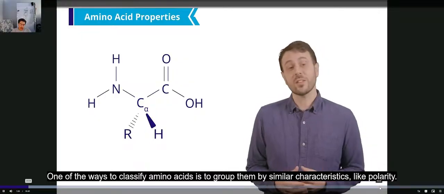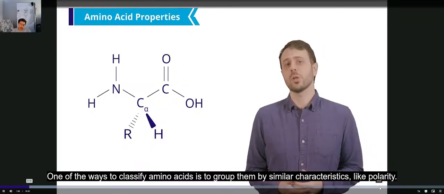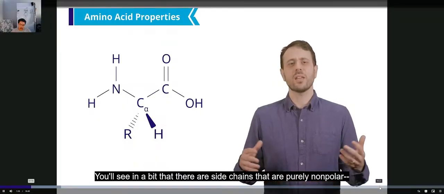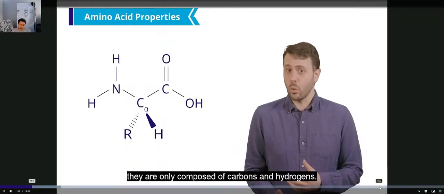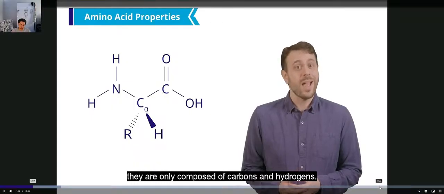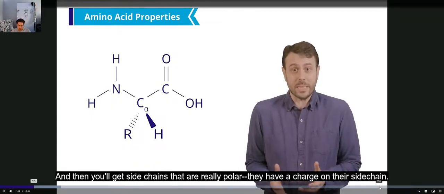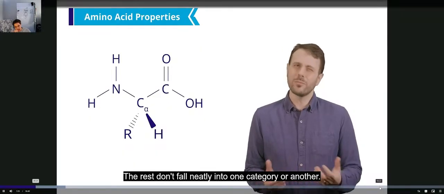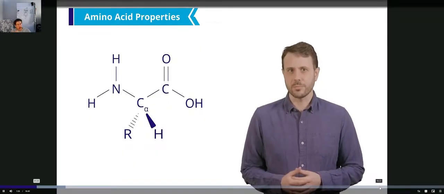One of the ways to classify amino acids is to group them by similar characteristics, like polarity. You'll see in a bit that there are side chains that are purely nonpolar. They're only composed of carbons and hydrogens. And then you'll get side chains that are really polar. They have a charge on their side chain. The rest don't fall neatly into one category or another.